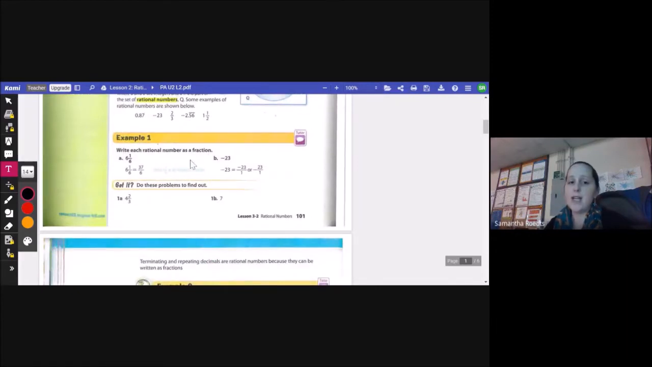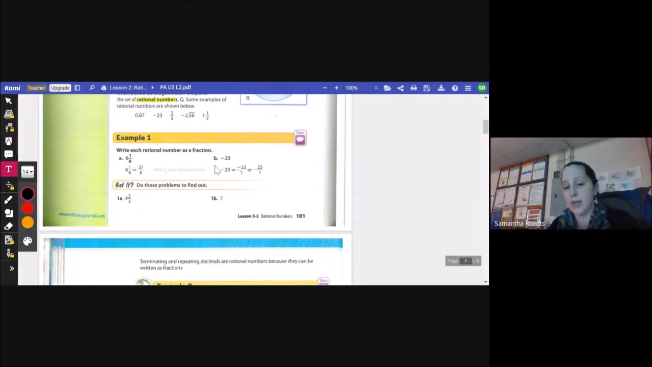Example 1, write each rational number as a fraction. The first thing I have is 6 and 1/6. In order to write this as a fraction, I need to take my bottom number, my denominator, multiply it by my whole number, and then add my numerator. So 6 times 6 is 36, plus 1 is 37. My denominator stays the same.